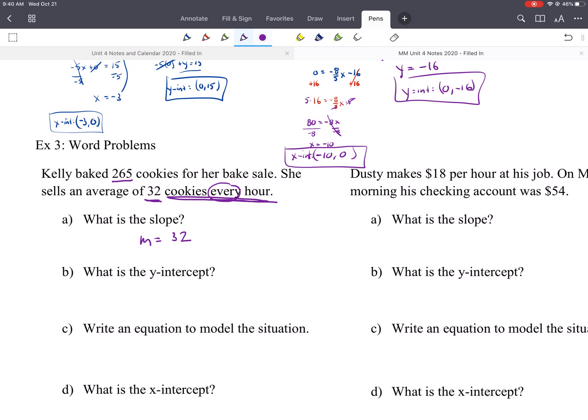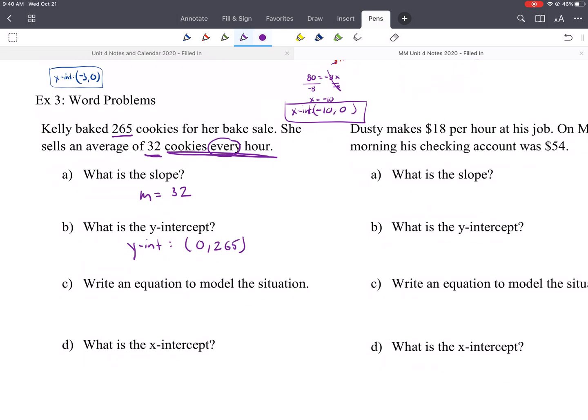Okay, well that's just what the initial thing is. So she initially has, so the y-intercept here would be, initially at x equals 0, we have 265 cookies. Okay, so remember if it's a y-intercept, x is equal to 0.